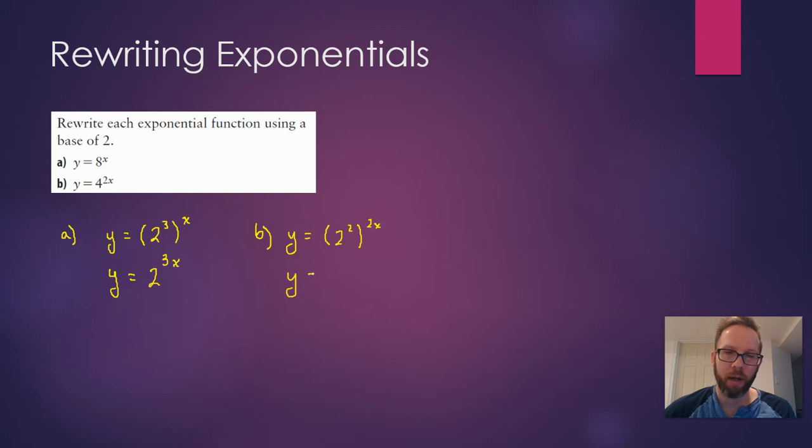And now I can use my power of a power rule, 2 times 2x. That's equivalent to 2 to the power of 4x.